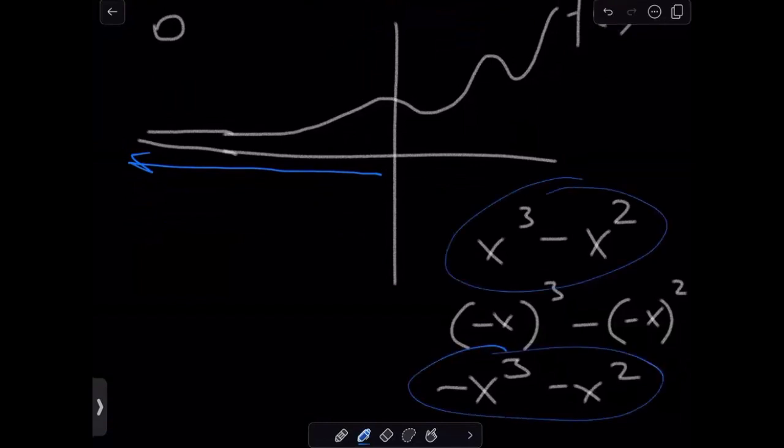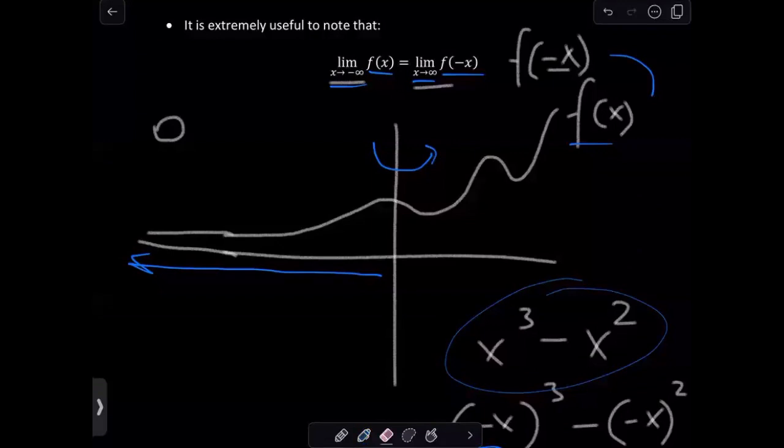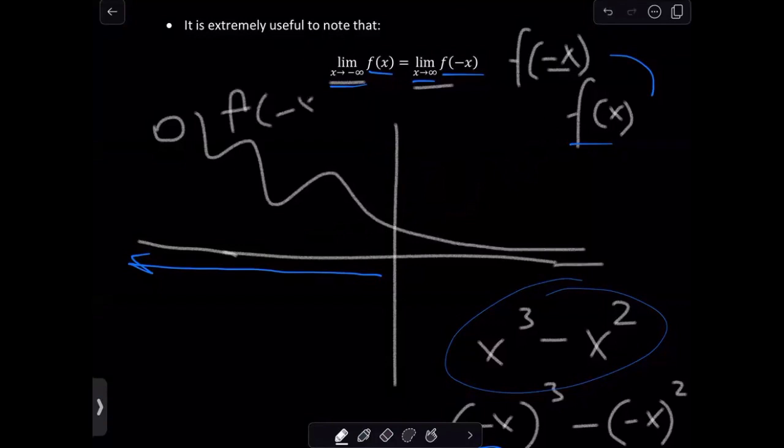But more importantly, what happens when you go from f of x to f of minus x? What you're doing is you're changing the sign of x. So you are doing a mirror reflection about the y-axis. So this new graph here will look like this. I think it looked like that, and then it will approach positive infinity. So this is f of minus x.